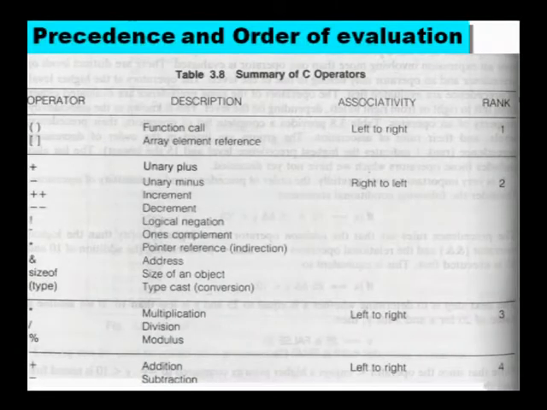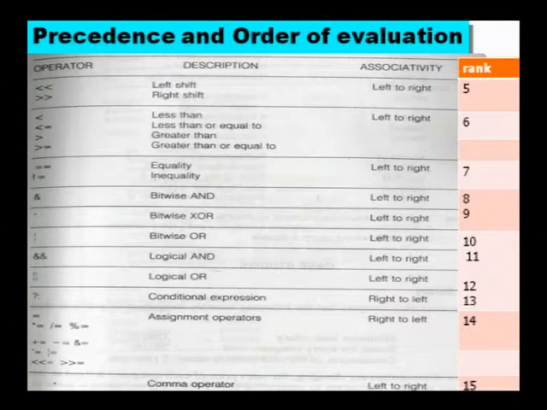So the precedence or order of evaluation is assigned from first to 15, where unary plus, unary minus, increment, decrement have the second rank, multiplication and division have the third, addition and subtraction have the fourth, and other things follow by this. So this is what we need to follow as the precedence for evaluation of an expression.